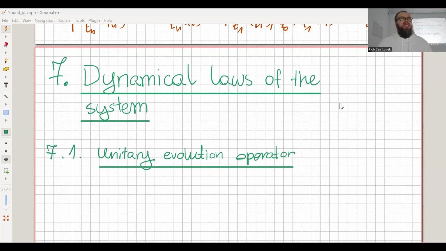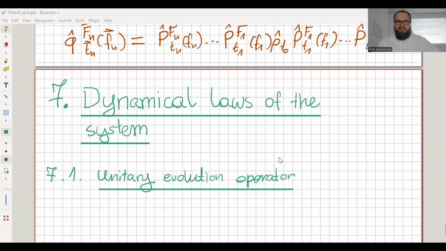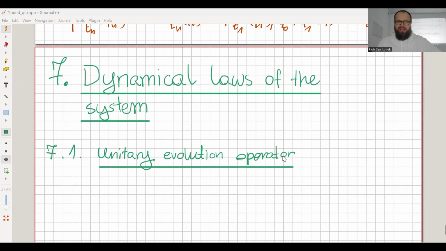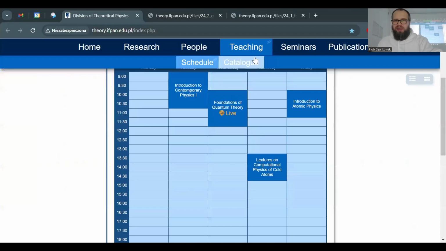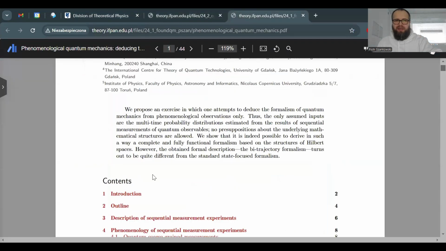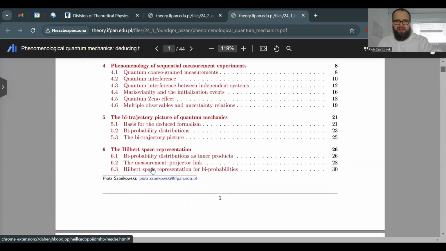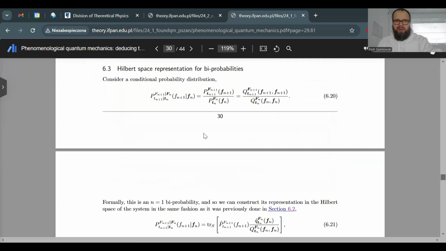So in the last lecture, we managed to derive the Hilbert space representation for biprobabilities. I don't have it written here, so let me switch to the PDF. Hilbert space representation of biprobabilities.